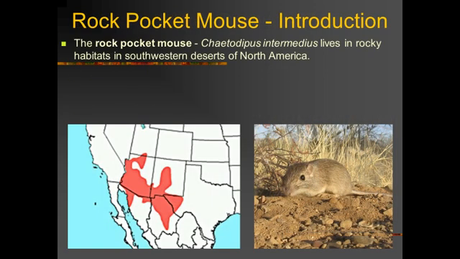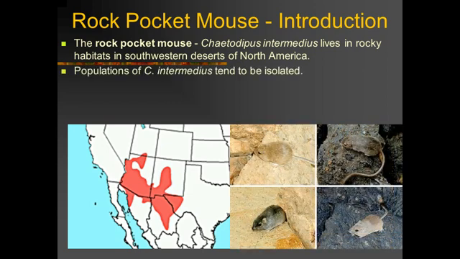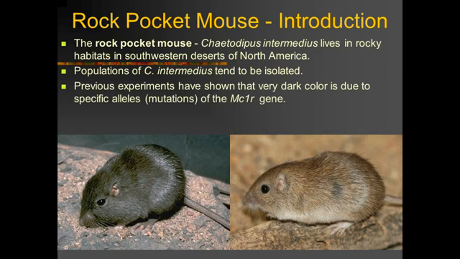Now we're going to take a quick look at the example of Chaetodipus intermedius, or the rock pocket mouse, that lives in rocky habitats of the southwestern U.S. and northern Mexico. Populations of these little guys tend to be small and isolated, and previous experiments show that the dark phenotype is caused by mutations to a particular gene called MC1R.